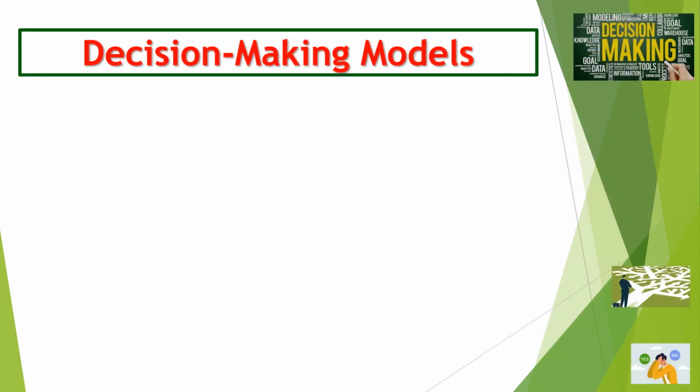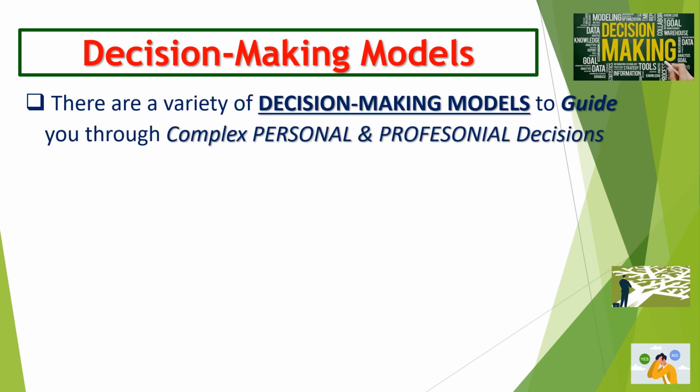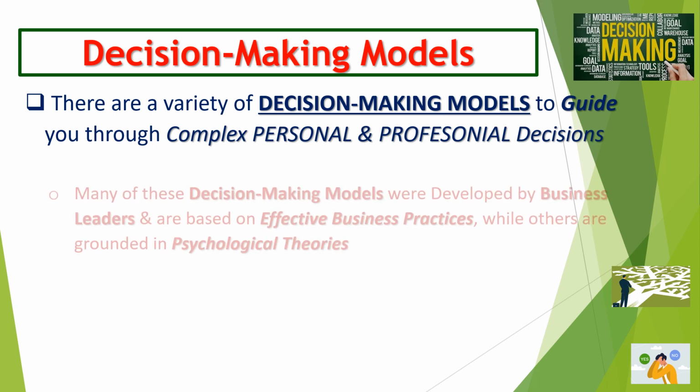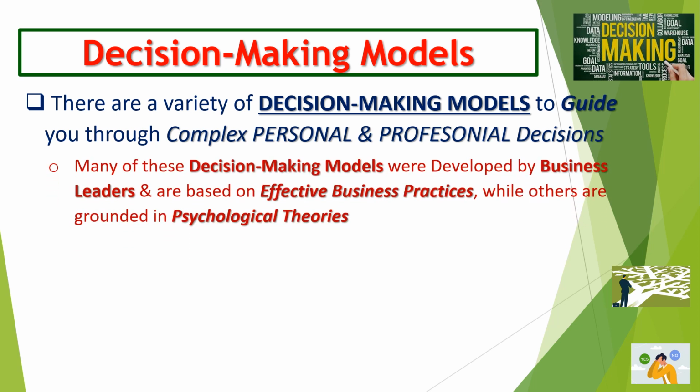So as we started out Thursday, what are decision-making models? Decision-making models are basically just ways to go about helping you make decisions. There are a variety of different models to help you guide your way through complex personal and professional decisions. These are basically different concepts, different maps, or foundational theories or guides. Usually they have different steps. They're step-by-step methods of helping you make complex decisions.